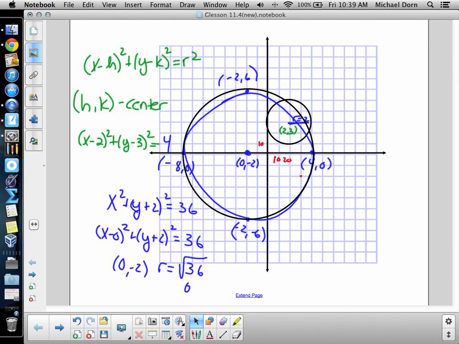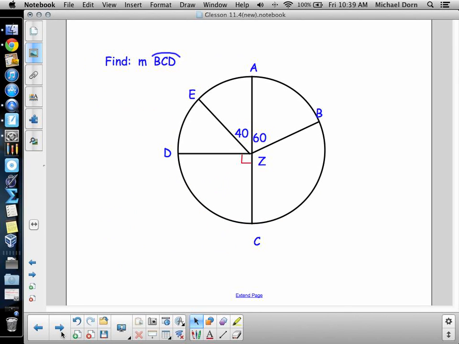All right. Today, let's talk about circumference of a circle. But before we do that, we need to review. Okay? Because this quiz is coming back to us, the central angles and stuff like that. So take a minute, grab a piece of paper, find the measure of arc BCD.